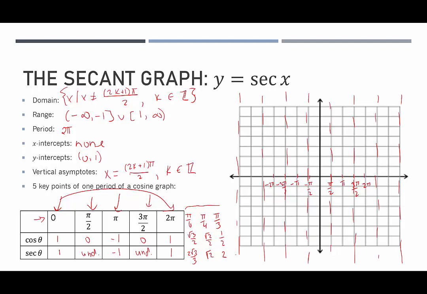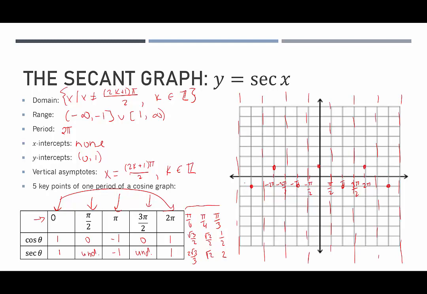So that would be where the ones and the negative ones are. So here we would have it at 0, we have 1. At pi, we have -1. At 2 pi, we're back at 1. That must mean at 3 pi, we're back at -1. Negative pi, we're down at -1. Back up to 1, back down to -1.